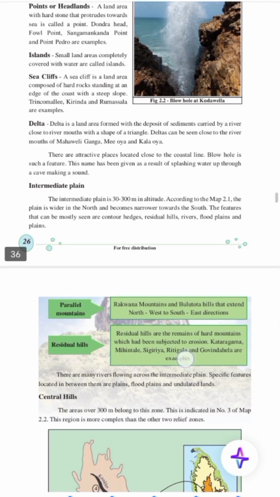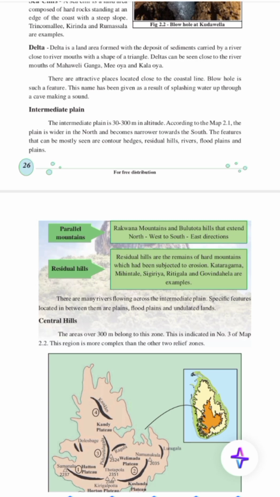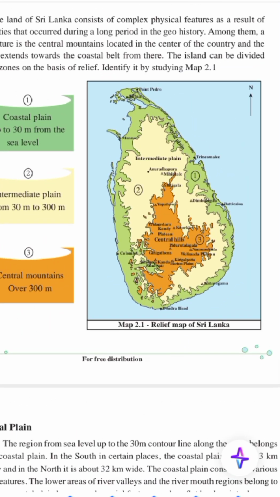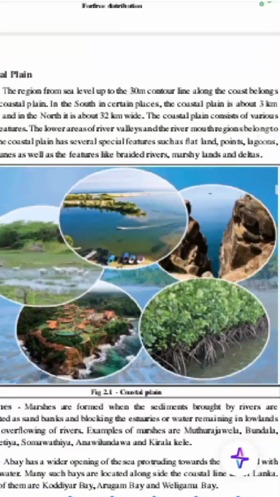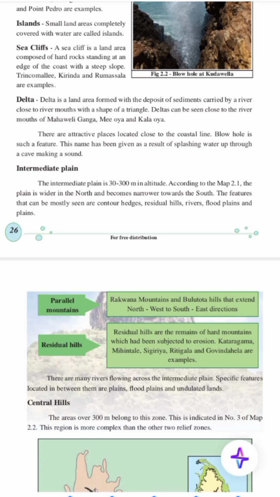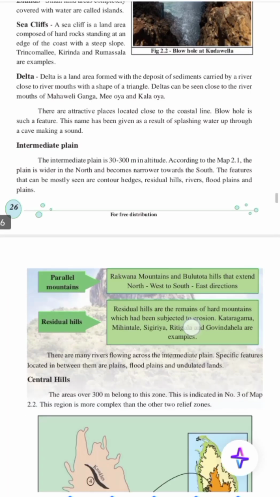Intermediate plain. The intermediate plain is 30 to 300 meters in altitude. According to map 2.1, the plain is wider in the north, as I have already explained, and becomes narrower towards the south. Going back to the map, you can see in Jaffna and those areas it's very wide, while coming to the southern part, Kataragama, it's very narrow. The features that can be mostly seen are contour edges, residual hills, rivers, floodplains, and plains.